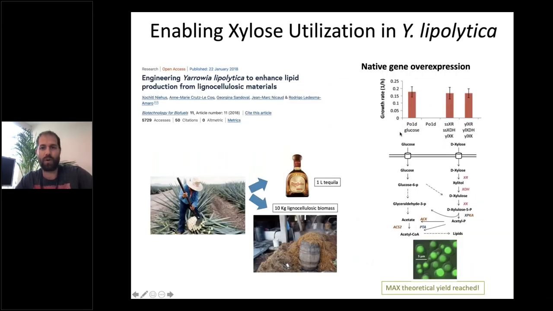In a follow-up work, we wanted to use the native genes. So we overexpressed the native genes instead of using heterologous ones. And we saw that these genes were able to sustain growth in xylose as well, if not better, than the heterologous genes. And then we used that strain not to use only xylose, but a real lignocellulosic hydrolysate, in this case the one coming from tequila manufacturing. So for every liter of tequila, 10 kilograms of cellulosic biomass is wasted. And this waste can be converted into glucose and xylose by hydrolysis. And by doing a little bit more metabolic engineering in these pathways, we were able to convert the whole glucose and xylose extraction from this into lipids. And in this work, we reached the maximum theoretical yield.